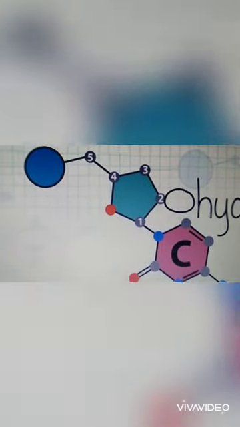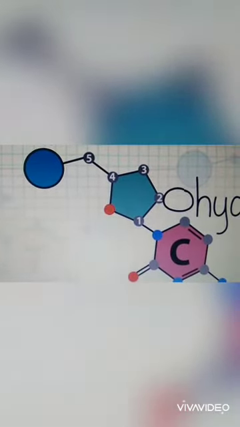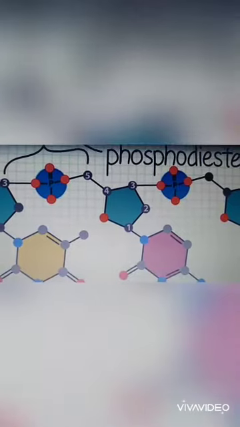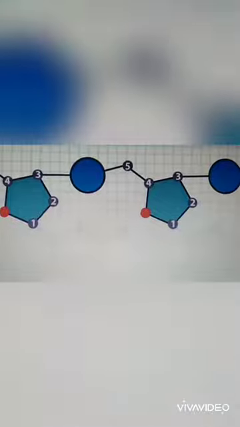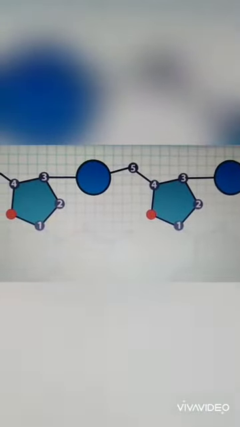The sugar here is called a deoxyribose sugar. Why? Because it lacks a hydroxyl group at the second position. Because of this, the nucleotides in DNA are called deoxynucleotides. Nucleotides are bonded by bonds known as phosphodiester bonds. The phosphate of one nucleotide binds with the oxygen of the neighboring nucleotide. Thus the sugars and the phosphate groups make up the DNA backbone.